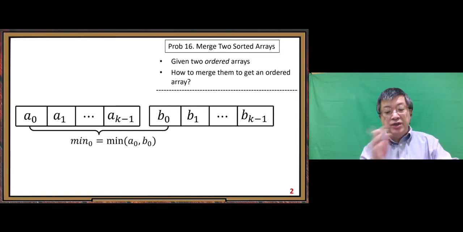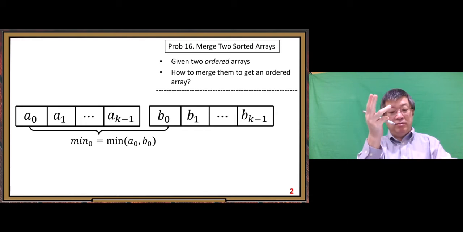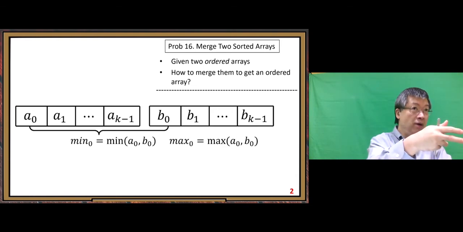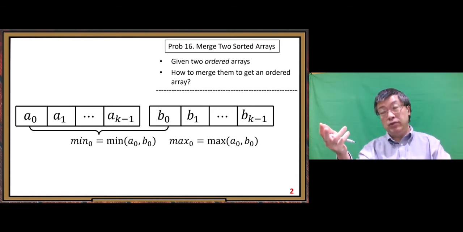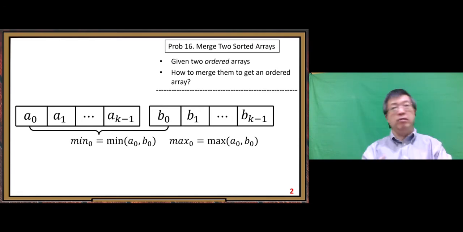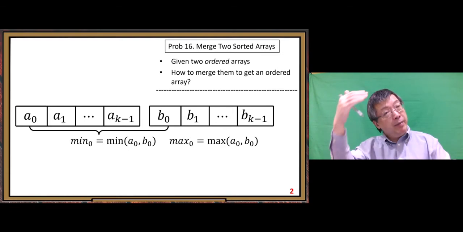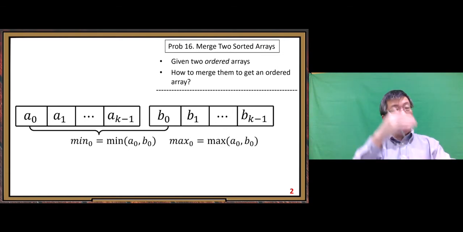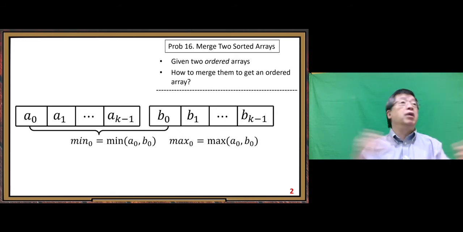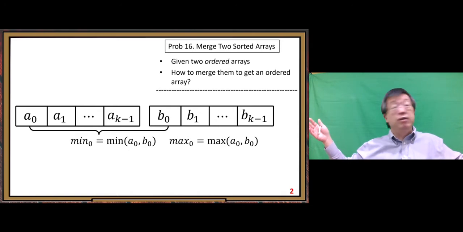When we compare these two elements, there is a minimum and a maximum. A0 could be the minimum or B0 could be the minimum, so we don't know which one. Whatever it is, we just take the minimum, and the remaining one is the maximum. The minimum element of A0 and B0 will be the minimum of the whole array.